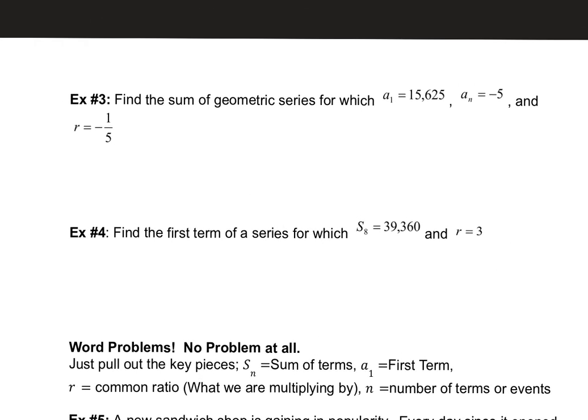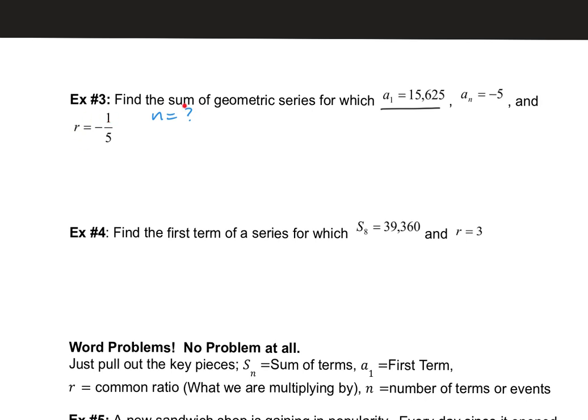So this gets a little bit more interesting. It says, find the sum of the geometric series for which a sub 1 equals 15,625, the nth term, whatever n is, we don't know what n is, is negative 5, and r equals negative 1/5. So remember, in order to do our special formula, we need a sub 1, right? But we also need to know what n is, and we don't know what that is yet. But we also need to know what r is, and we do know that.